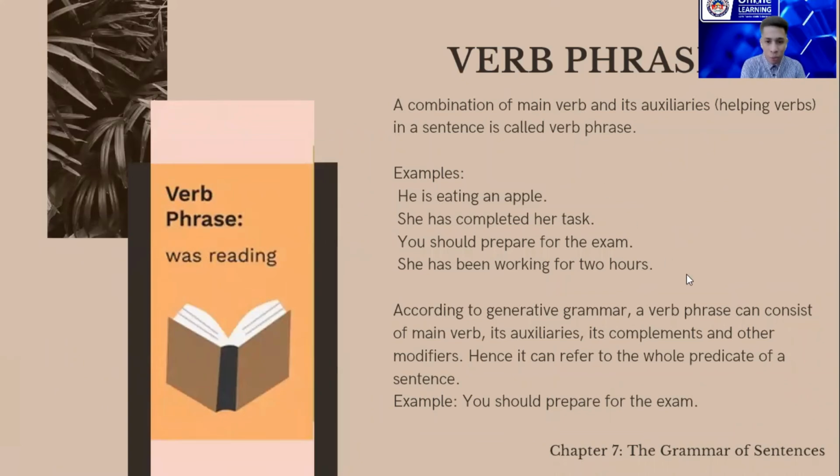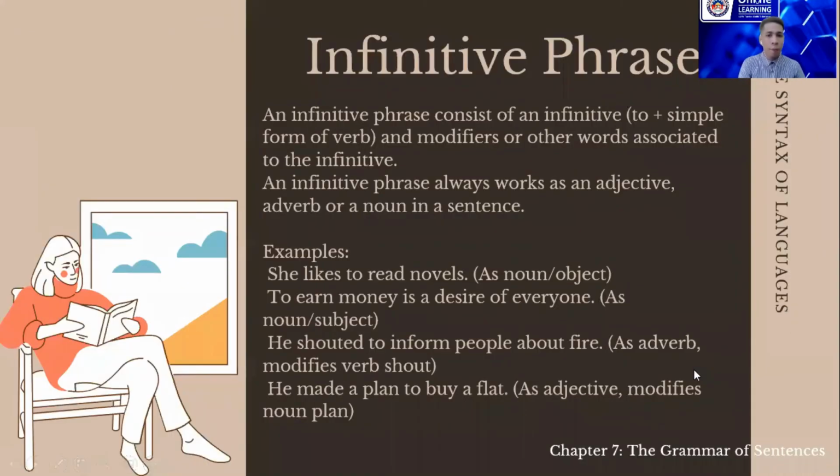So what is our verb phrase here? The verb phrase here is prepare for the exam. That is our verb phrase. Next, infinitive phrase. So the formula that we can use is to plus simple form of the verb. For example, to be able to earn money is a desire for everyone.